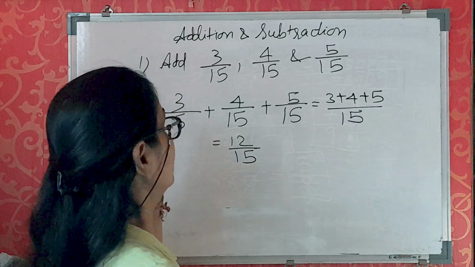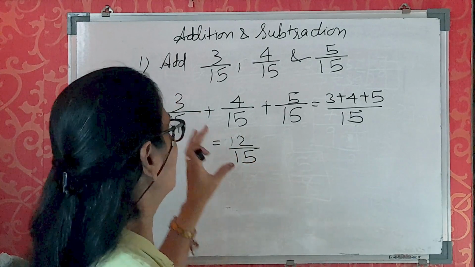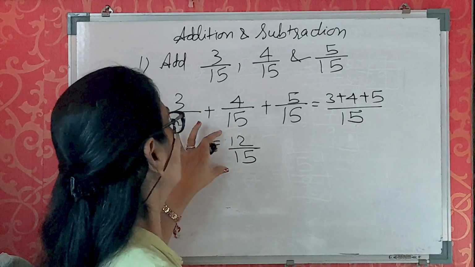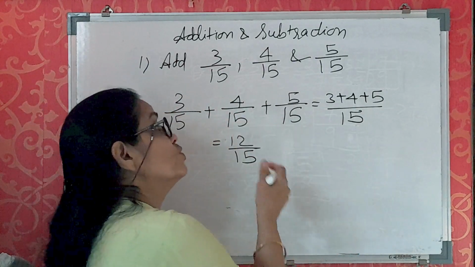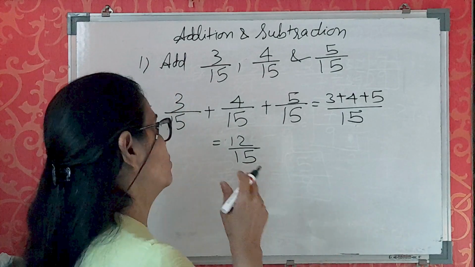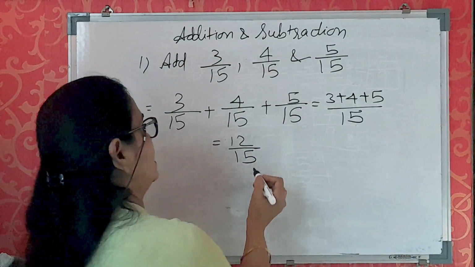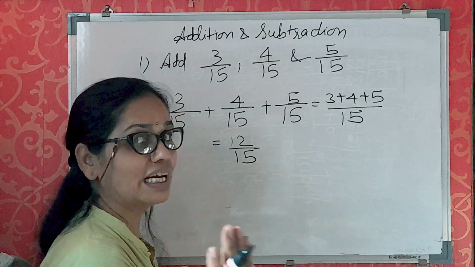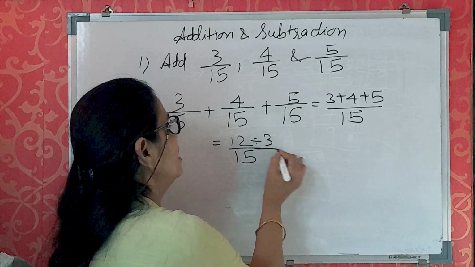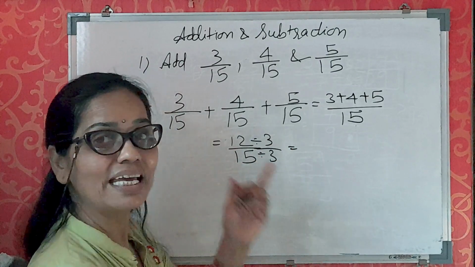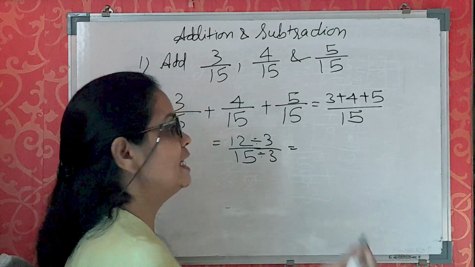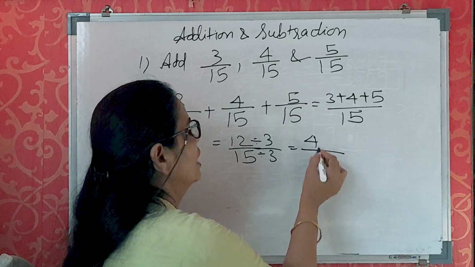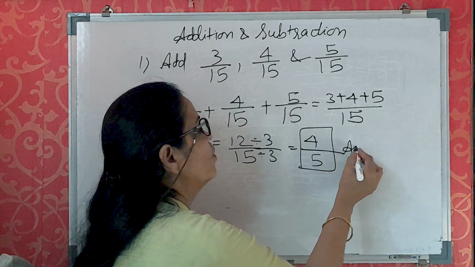No, I told you. In addition, subtraction, multiplication, division, after getting your answer, if it can be reduced to the lowest term, you have to reduce it. So, 12 and 15. There is one table in which 12 also comes and 15 also comes. So, it is the table of 3. You have to divide both numerator and denominator by 3. When you divide 12 by 3, 3 4s are 12. When you divide 15 by 3, 3 5s are 15. So your answer is 4 upon 5.